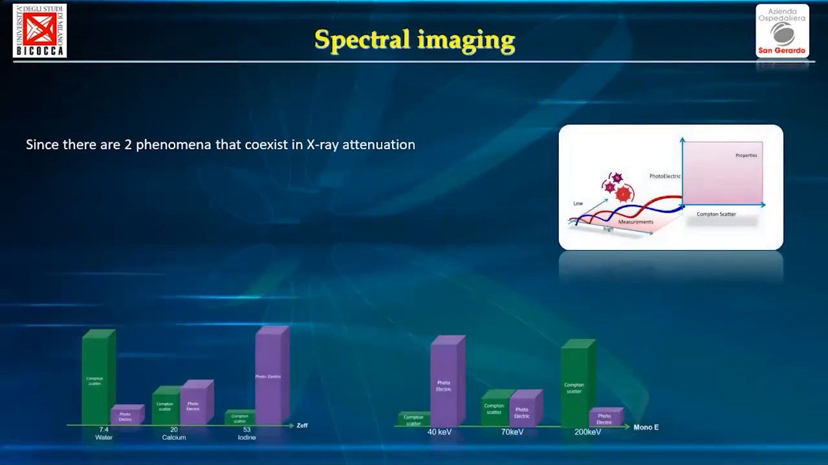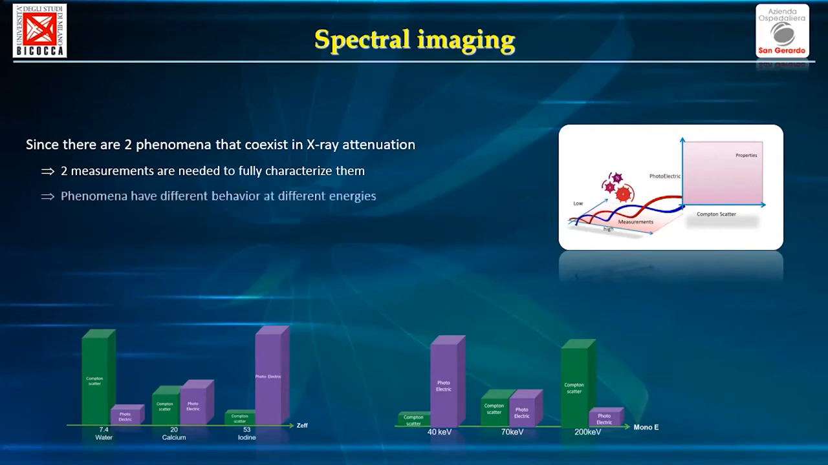And now I'll try to describe how spectral imaging works. In the creation of images on an X-ray system, there exist two different phenomena that we call the photoelectric phenomenon and Compton scatter phenomenon. Therefore, if we want to evaluate the modification of these two components, we need two different measurements to fully characterize them. Because if we have two measurements, we are able to derive the attenuation curve of Compton scatter and the photoelectric effect.